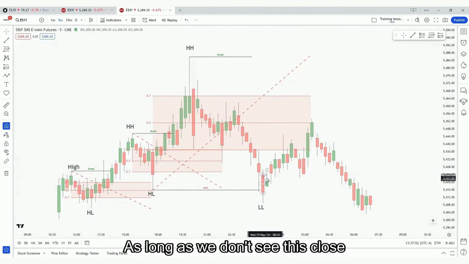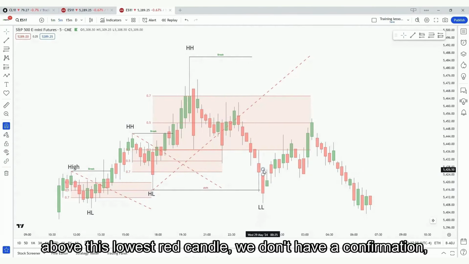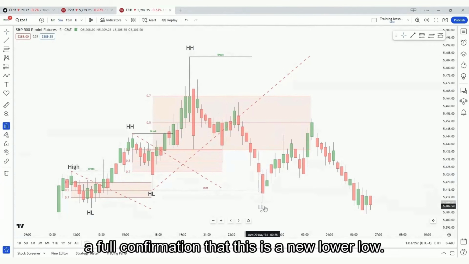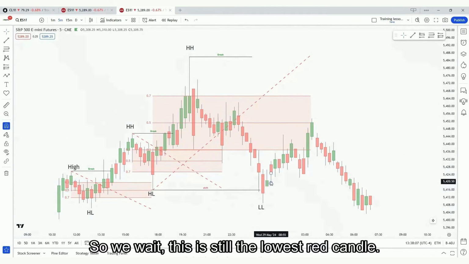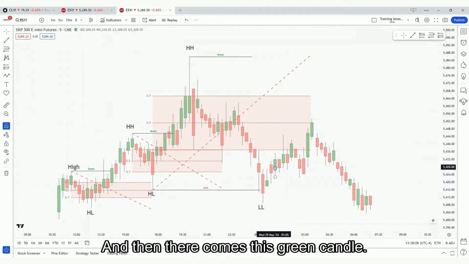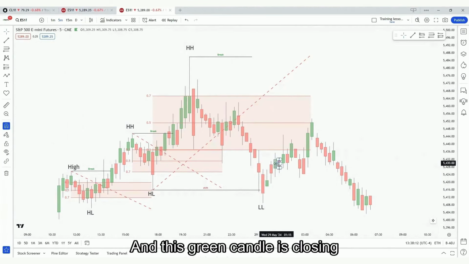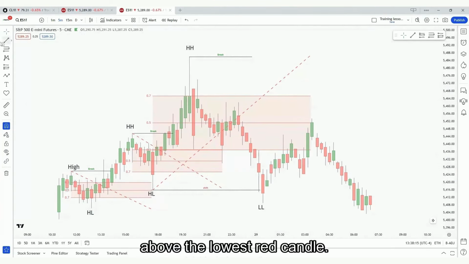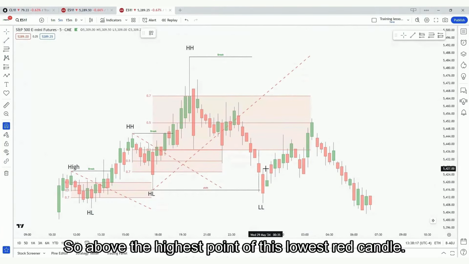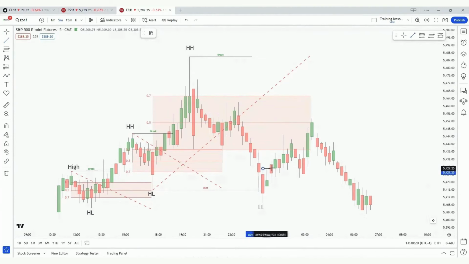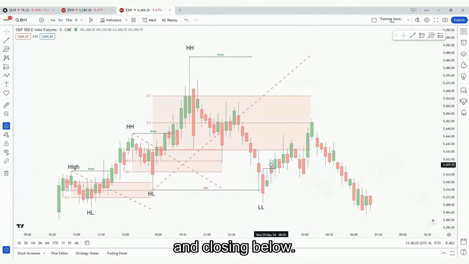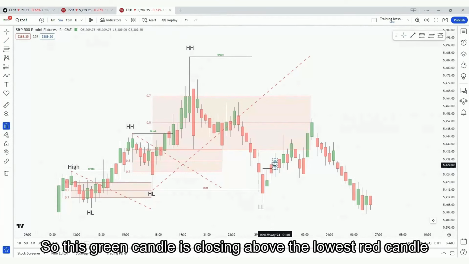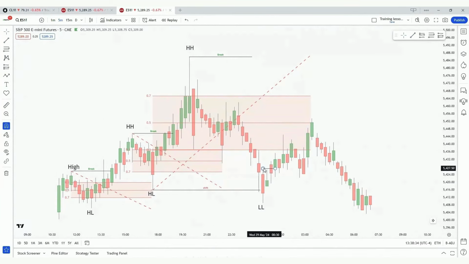And we are waiting for a green candle to close above the highest point of this red candle. As long as we don't see this close above this lowest red candle, we don't have a full confirmation that this is a new lower low. So we wait. This is still the lowest red candle, and then there comes this green candle. And this green candle is closing above the highest point of this lowest red candle. We also had this red candle, but this one was opening above and closing below. So this green candle is closing above the lowest red candle, and this confirms the lower low.